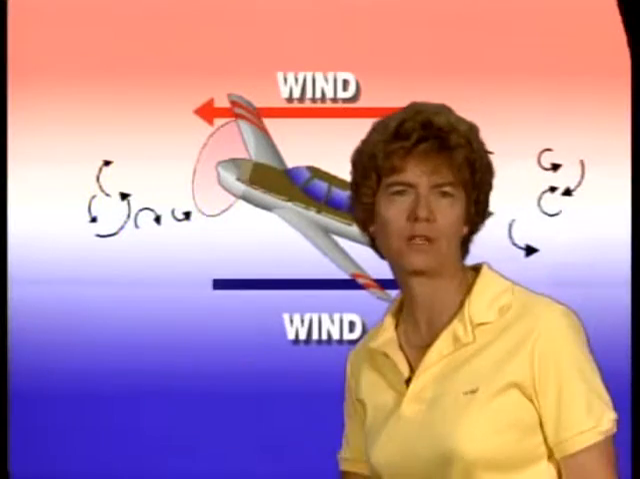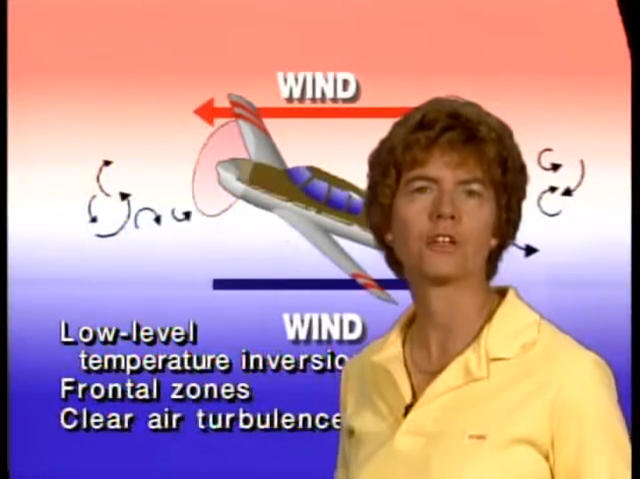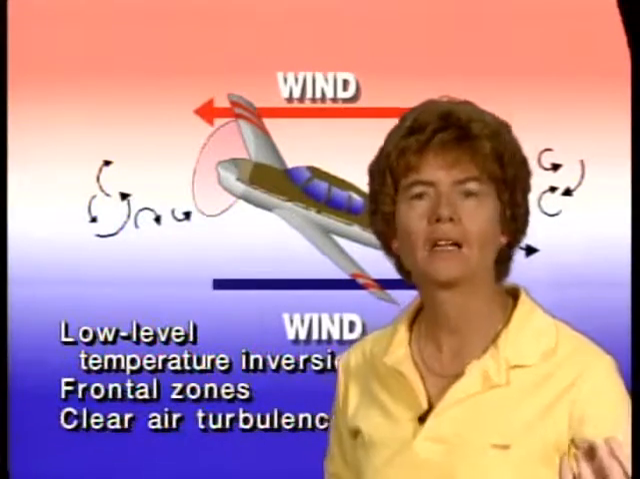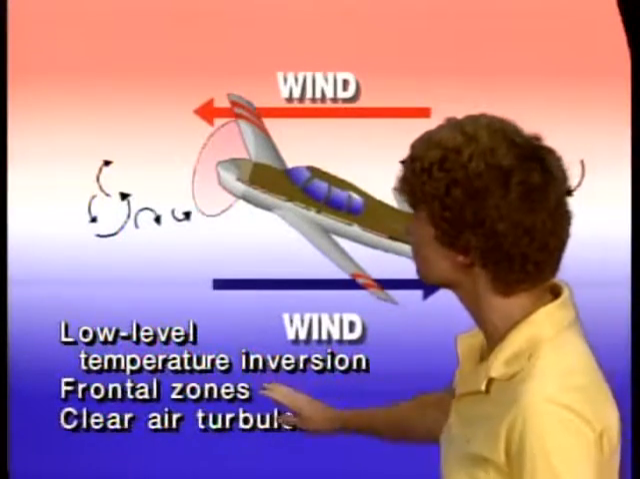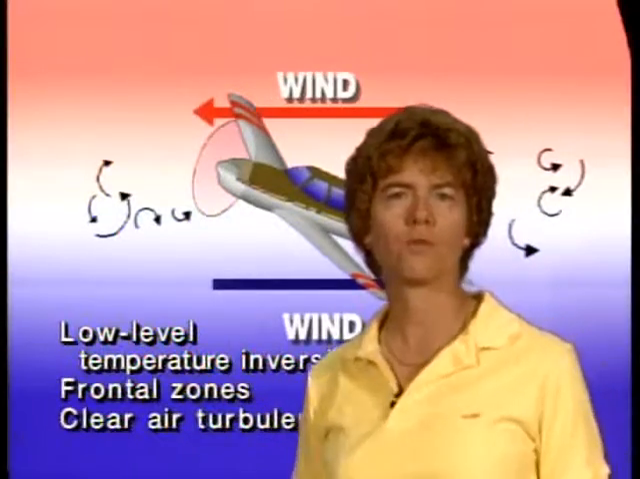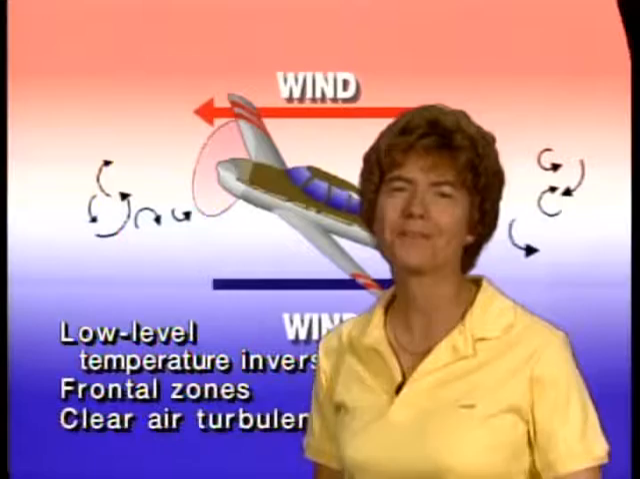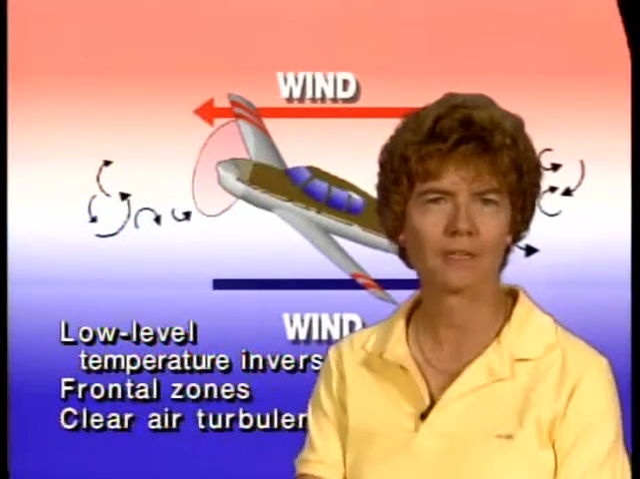Now, where are you going to find the most hazardous wind shear? Well, the places they ask you about on the test are the following: low-level temperature inversion, frontal zones, and clear air turbulence. And those areas, low-level temperature inversions, frontal zones, and clear air turbulence, can all give you very hazardous wind shear. You can also get it, even though it's not in the test answer, in the vicinity of thunderstorm activity.